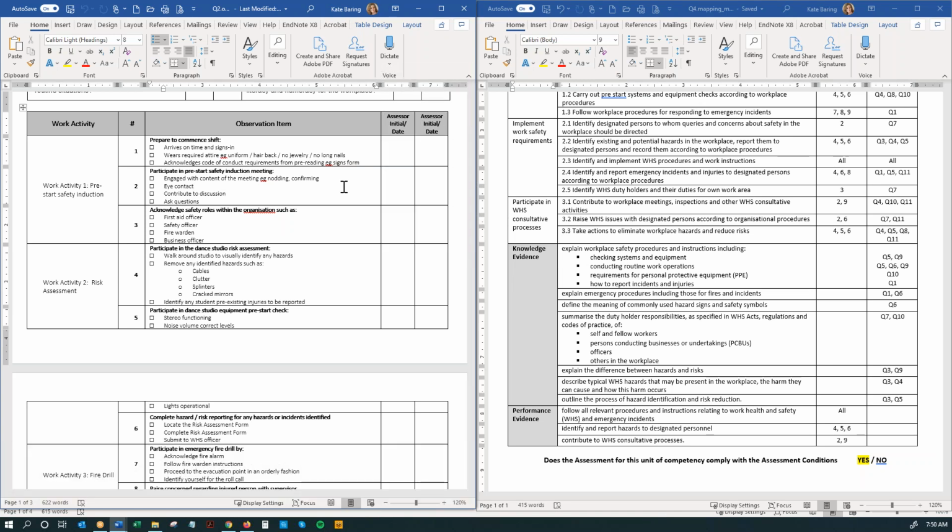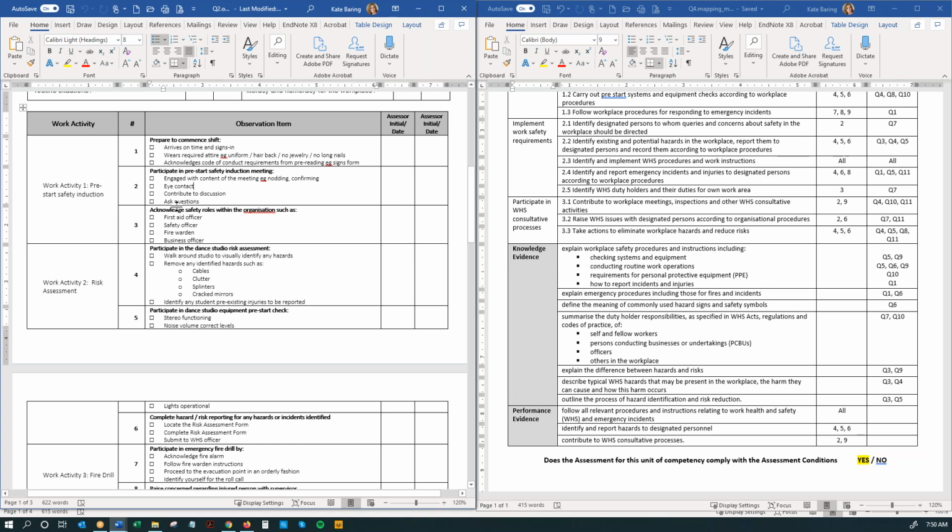Then we're asking them to participate in the pre-start safety induction meeting. And when we say the word participate, what are the behaviours that sit behind that? So we want to see that they're engaged with the content of the meeting, so they're nodding and confirming, they have eye contact, they're contributing to the discussion, they're asking questions. So again, there's kind of no real right or wrong around what these behaviours are. You would just, as a subject matter expert, when you're writing an observation, be thinking about what is best practice in the industry for those particular tasks as they're happening.